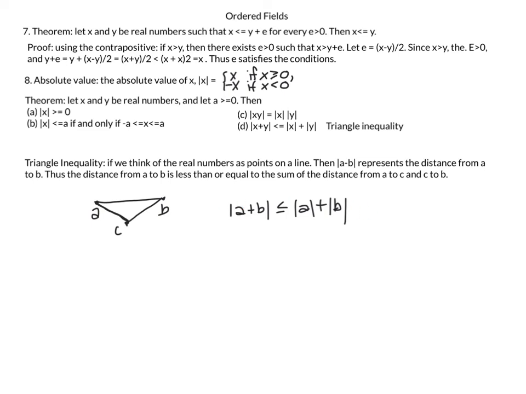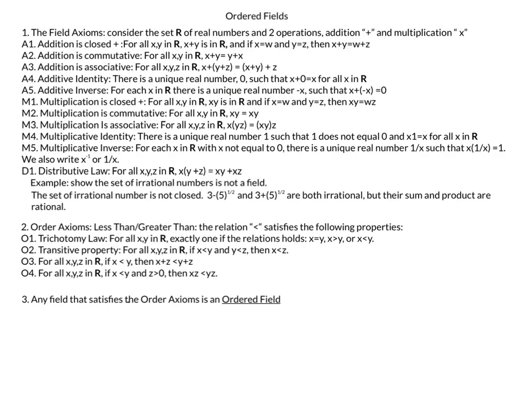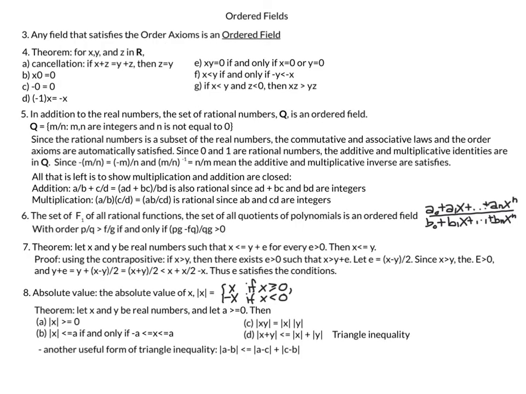And it's called the triangle inequality because we can think of the real numbers as points on a line. Then AB represents the distance from A to B, and thus the distance from A to B is less than or equal to the sum of the distances AC and CB. So the hypotenuse is going to be less than or equal to the sum of the two sides of a triangle. We've gone through all the main points, and so now we're ready for some review problems.